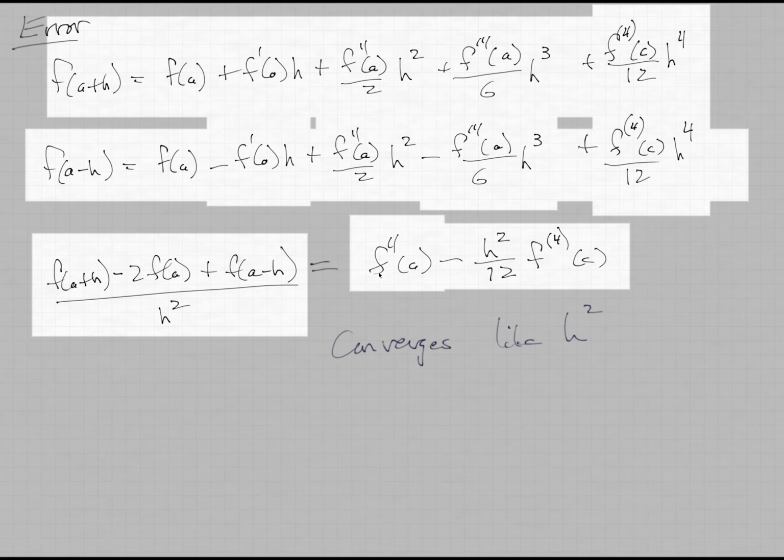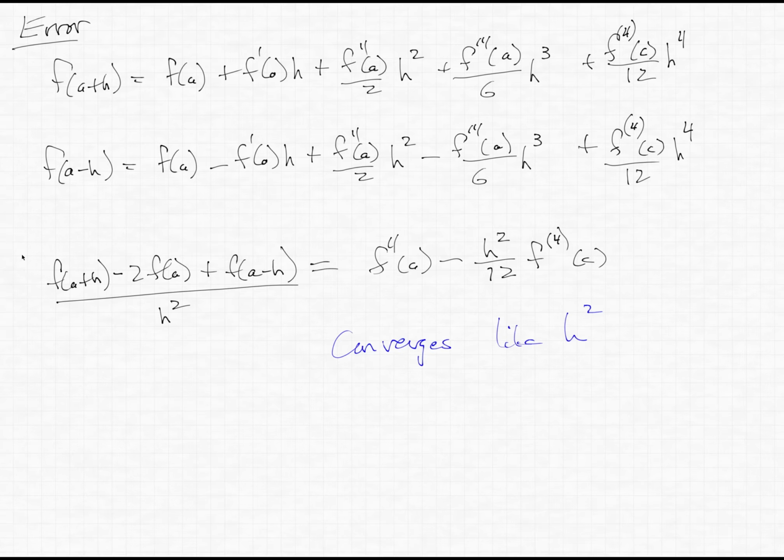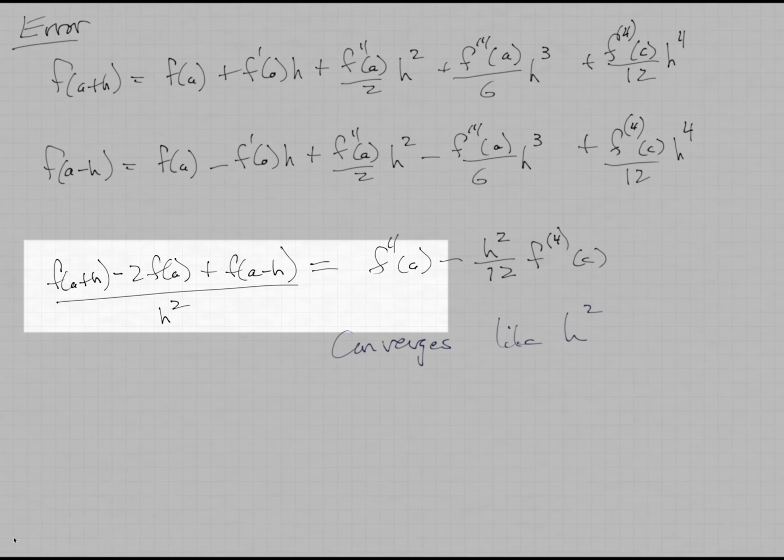Okay, so that tells us that this formula over here is a good estimate for the second derivative of f at a, and it converges like h squared, right? So it's just as good as the formula d2 we used to estimate the first derivative, right? It converges just as fast as that one does. It converges like h squared.